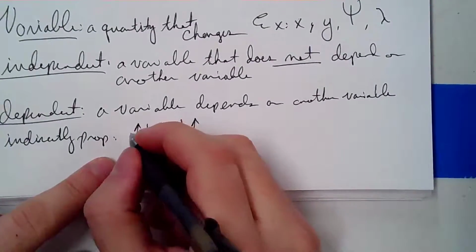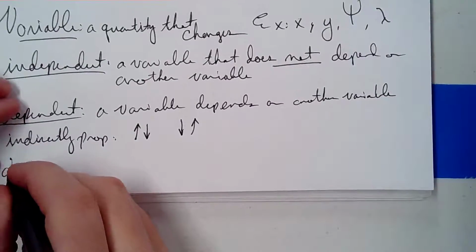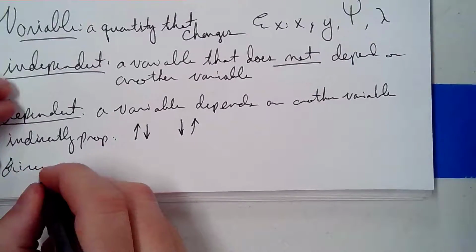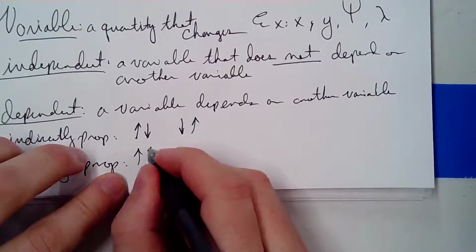All right, so X goes up, Y goes down, or Y goes up, X goes down. Right, they have different variation. I'll accept that. That's fine. That's shorthand. I know what you mean. And then directly proportional, that's when both go up or both go down, right?